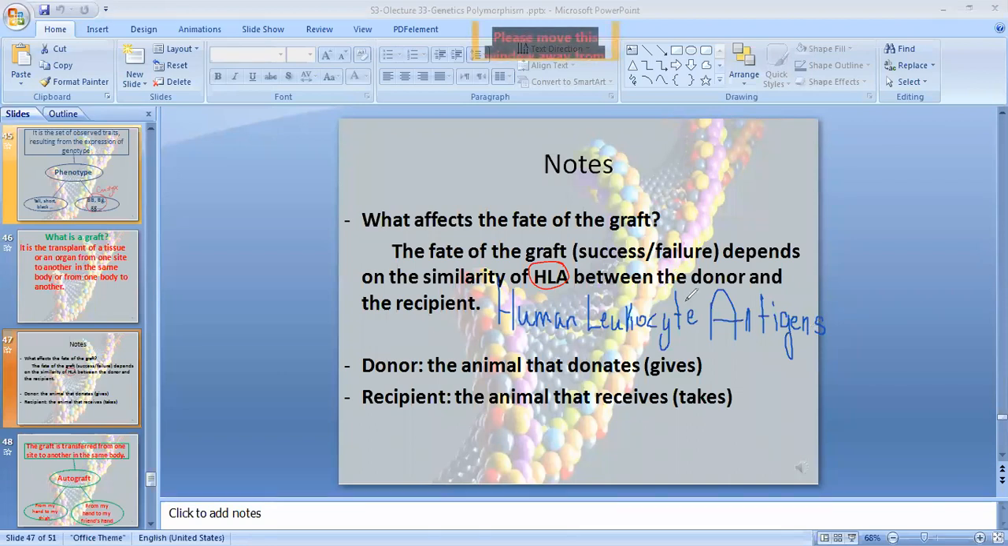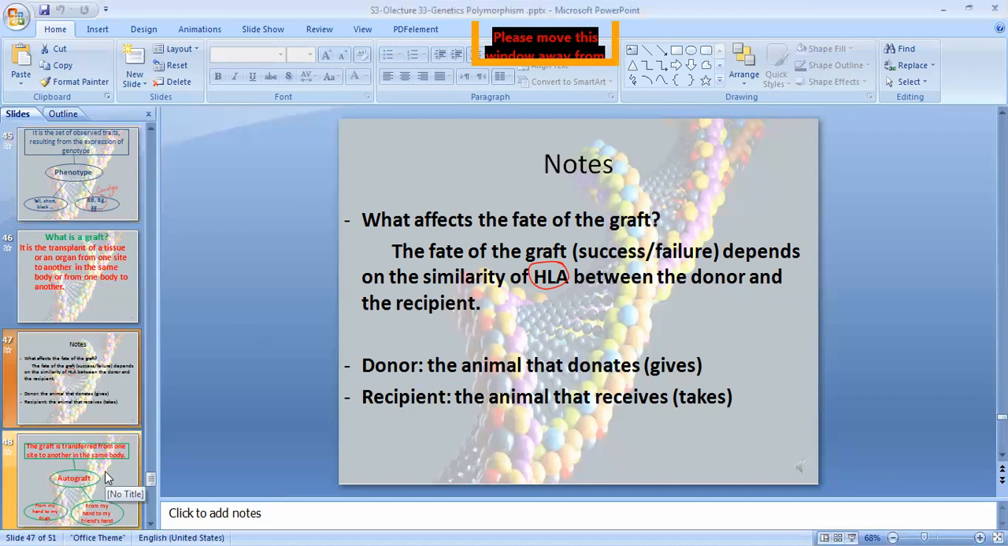So, what is the meaning of the donor? The donor is the one that donates. Is here the animal or the individual that donates or that gives? So, for example, I'm going to donate a kidney to Ahmad. Donating the kidney, I'm the donor, and Ahmad is going to be the recipient because Ahmad is going to receive the kidney from me. So this is called the donor and the recipient. What affects the fate of the graft? The fate of the graft is affected by the degree of similarity of HLA between the donor and the recipient.